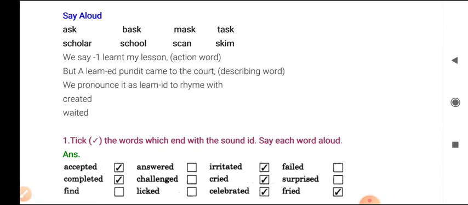Say aloud: ox, ask, mask, task, scholar, school, scanned, skimp.